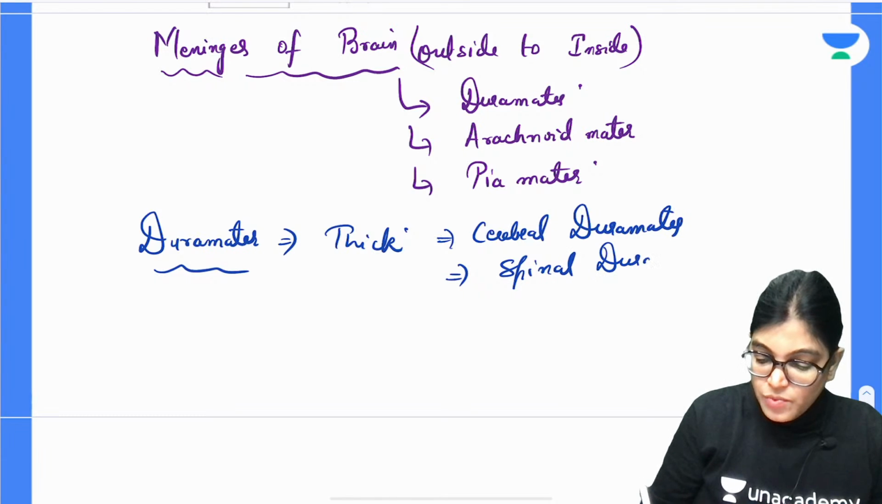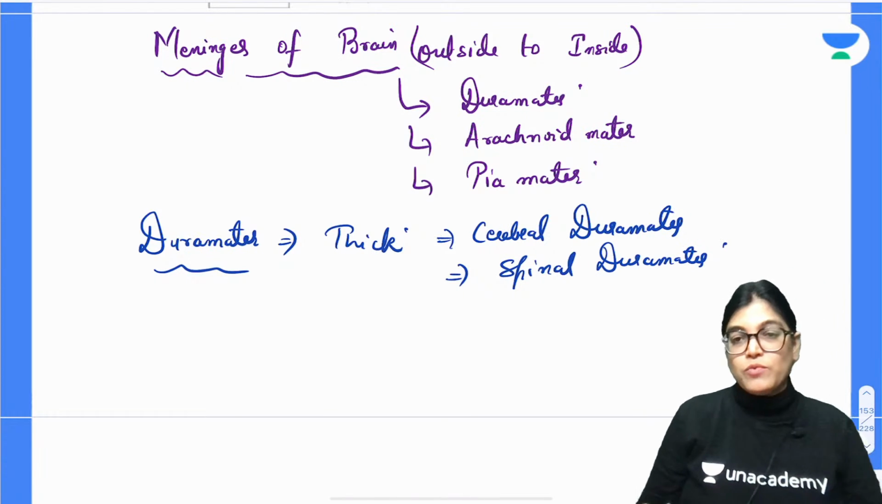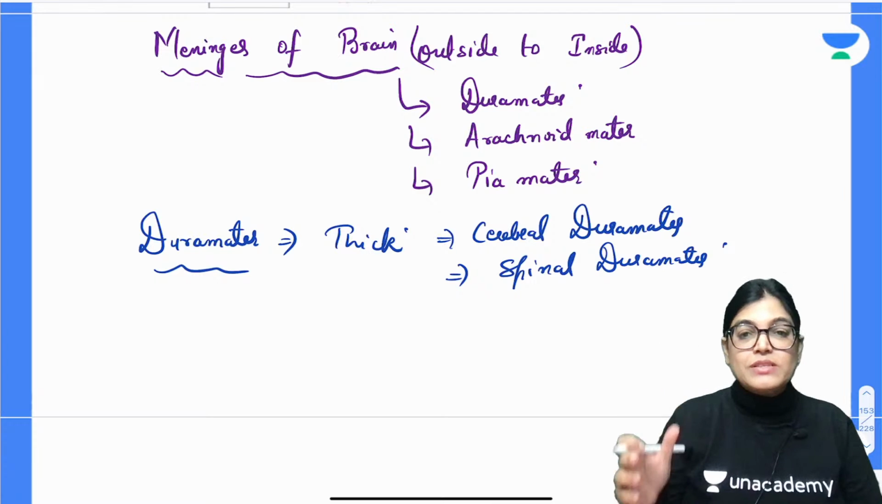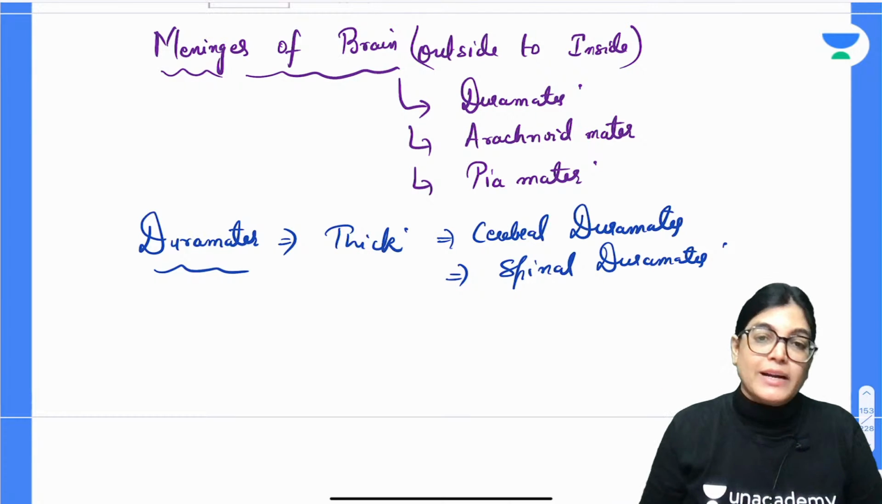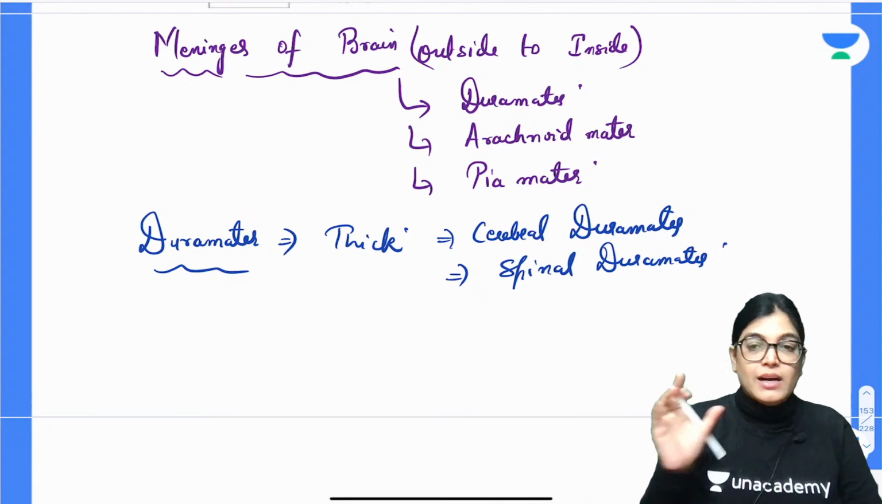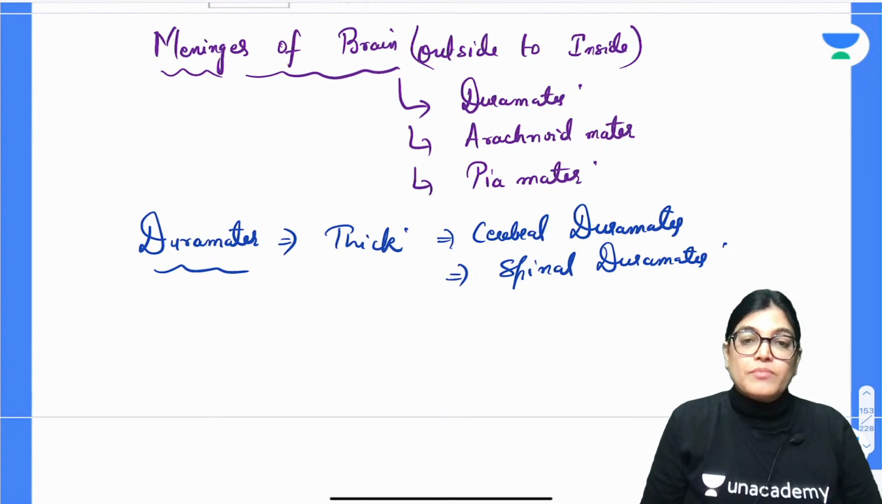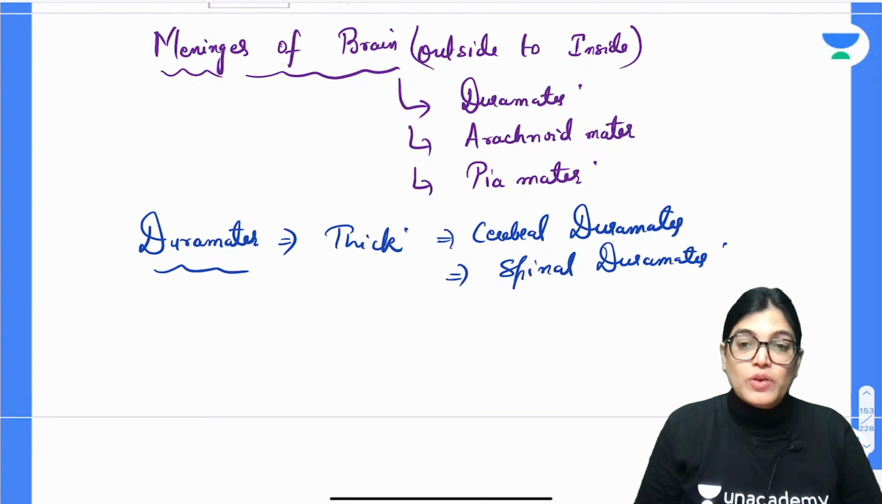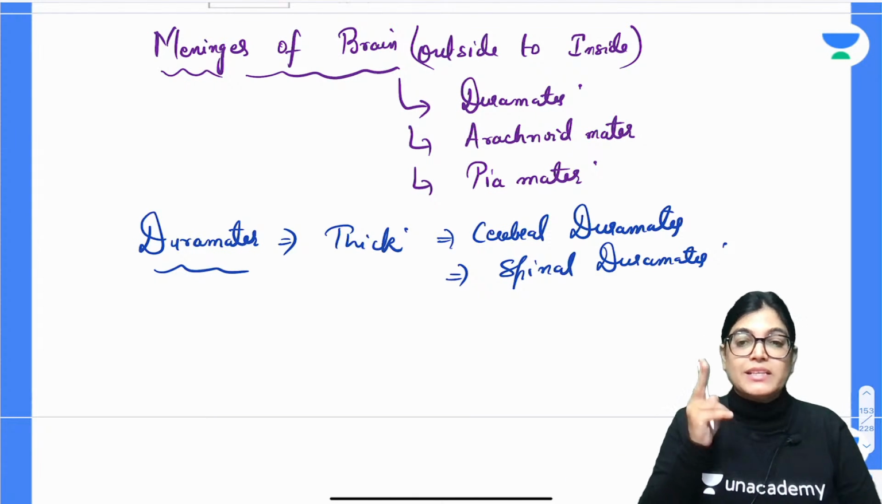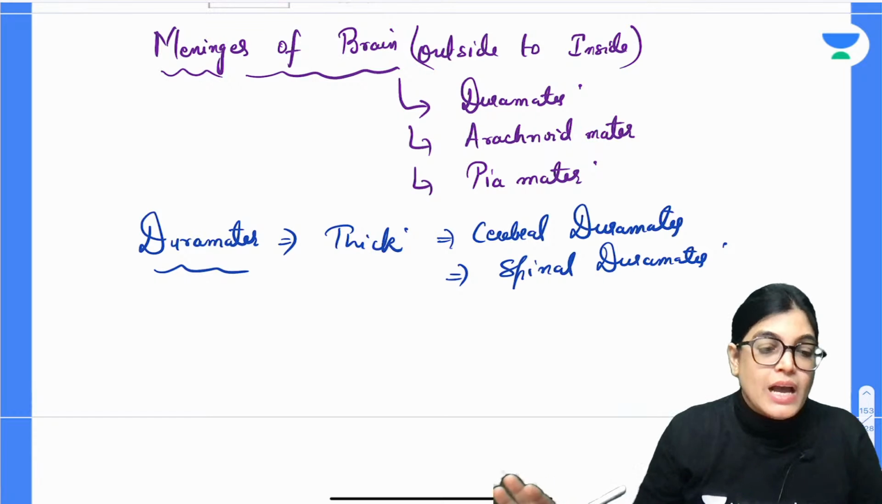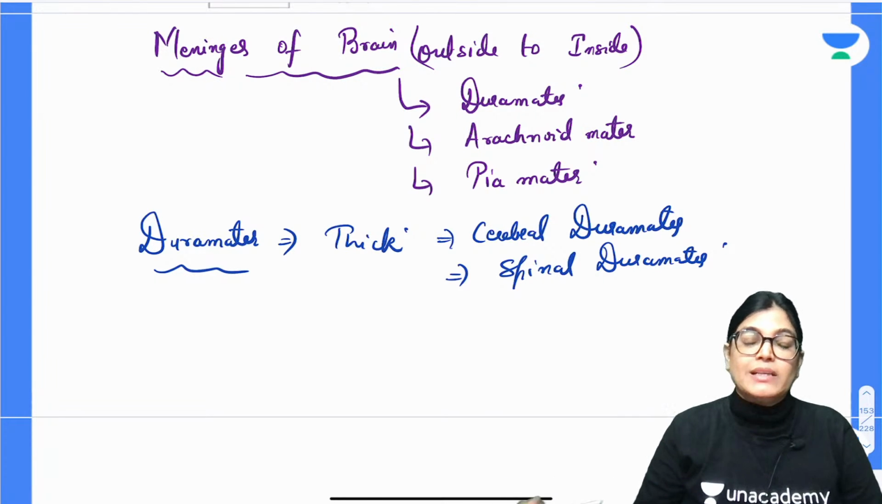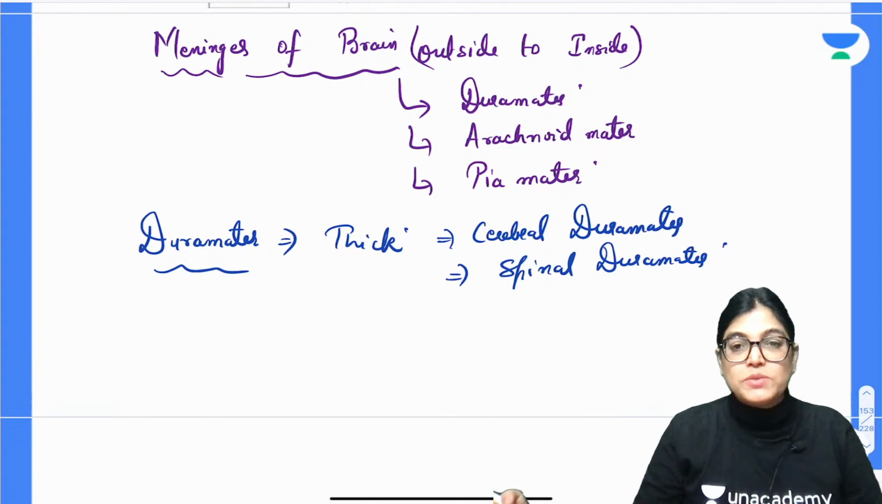So why am I stressing this point? The reason is that there is a difference between the cerebral dura mater and the spinal dura mater. The cerebral dura mater consists of two layers, the meningeal and the endosteal layer. The spinal dura mater is made of just one layer, the meningeal covering only.